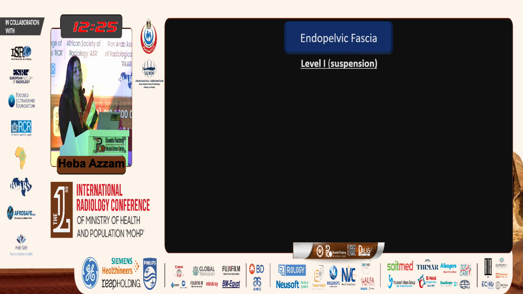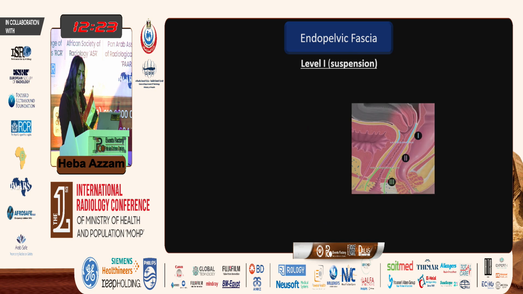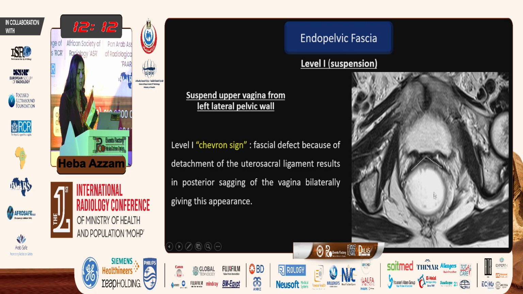Level 1 is called the level of suspension, in which we refer to the upper portion of the vagina, which is suspended by the uterosacral and cardinal ligaments from the lateral pelvic wall. And the defect in this level is seen as posterior sagging of the vagina bilaterally due to detachment from the uterosacral ligaments, causing this appearance, which is called chevron sign.